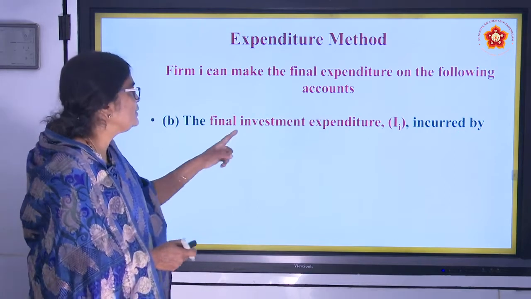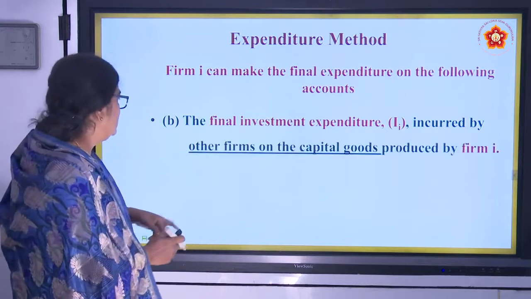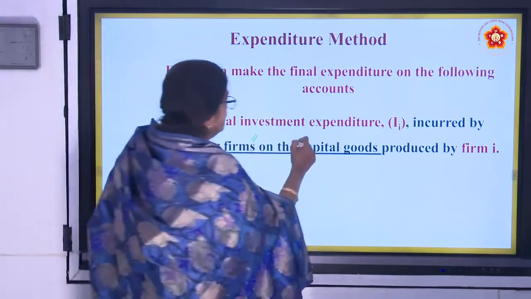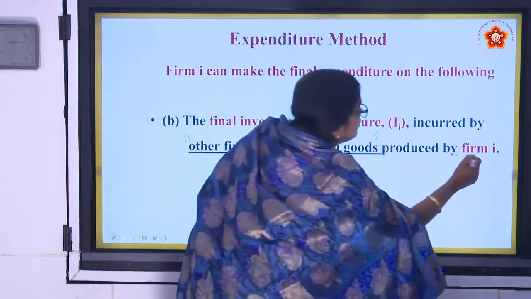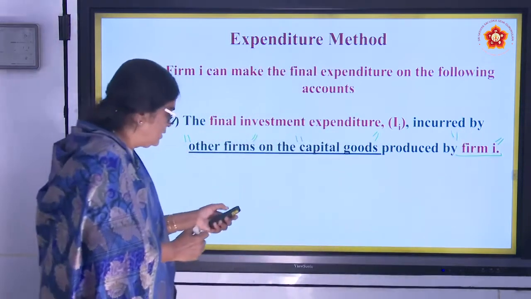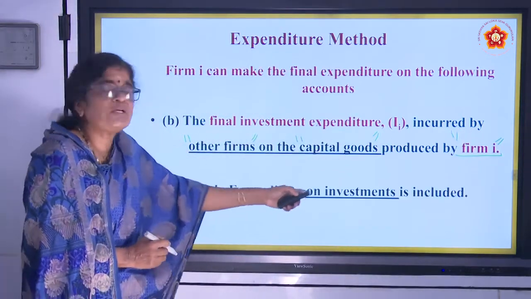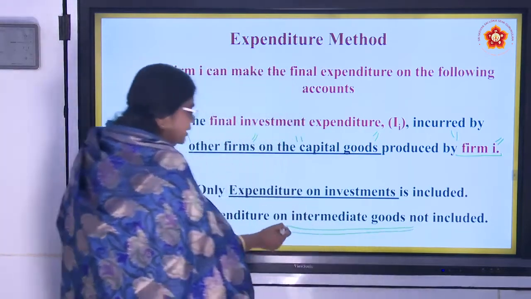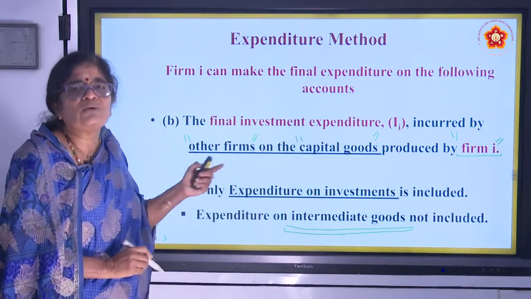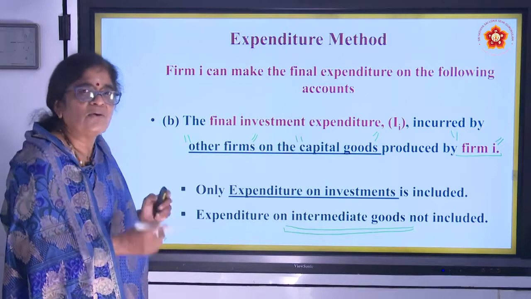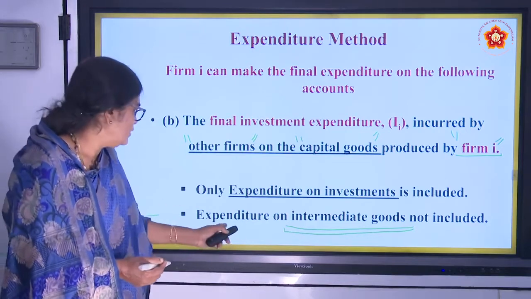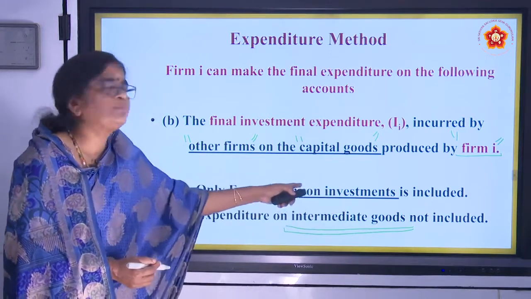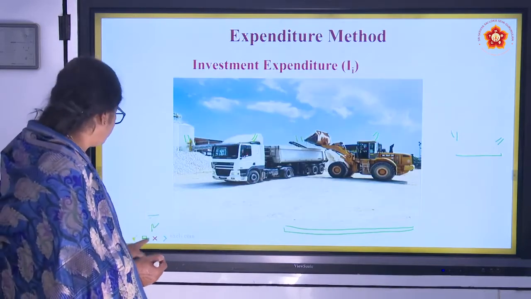And final investment expenditure, II, is incurred by whom? Other firms, that is very important. Other firms own the capital goods produced by whom? Firm I, that is important. And the next one: only expenditure on investment goods is included, not intermediate goods at all. We never include the value of intermediate goods for the calculation of GDP, or in other words national income. Always we include the value of final goods. Therefore, expenditure on intermediate goods is not included here. Only expenditure on investment goods or capital goods is included.